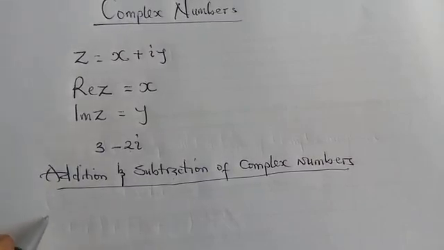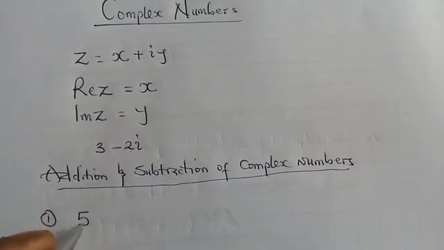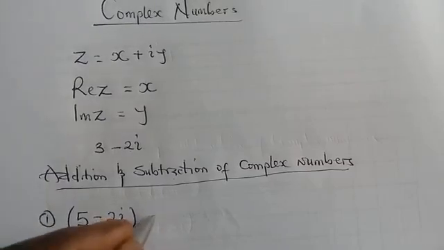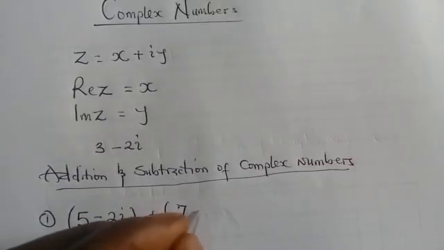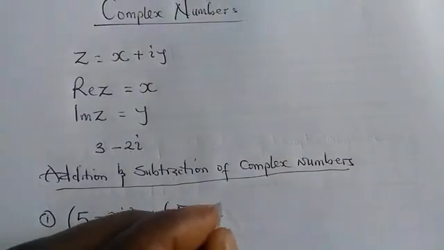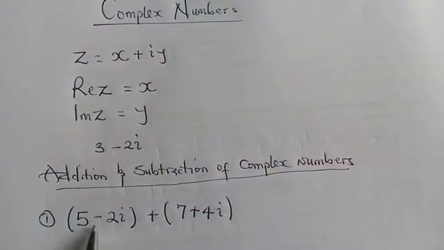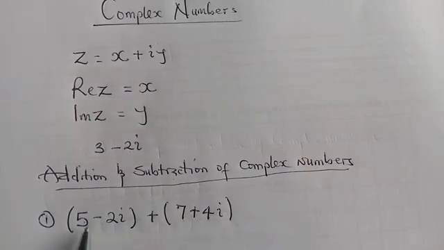Example: for this first one, if we have 5 minus 2i plus 7 plus 4i, for us to add this, the first number you have here is a complex number. The second one here is also a complex number. For us to add these complex numbers, we are going to focus on the real parts, thereafter their imaginary parts. We are going to add the real parts and then add their imaginary parts.